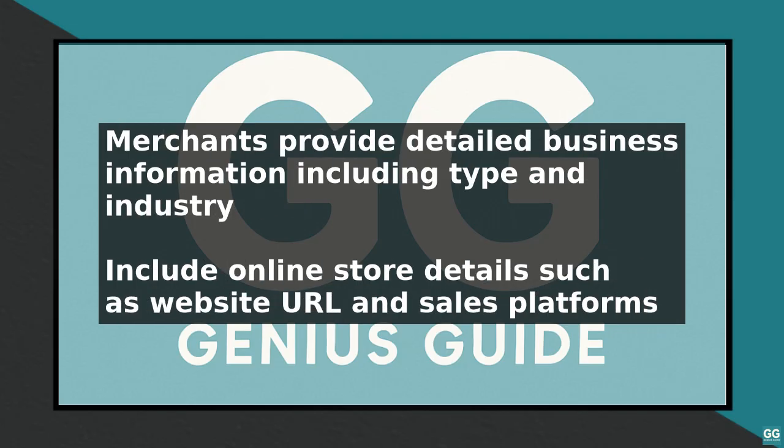Next, you will need to provide more detailed information about your business, including your business type, industry, and average order value. You will also need to provide information about your online store, including your website URL and the platforms you use to sell your products.